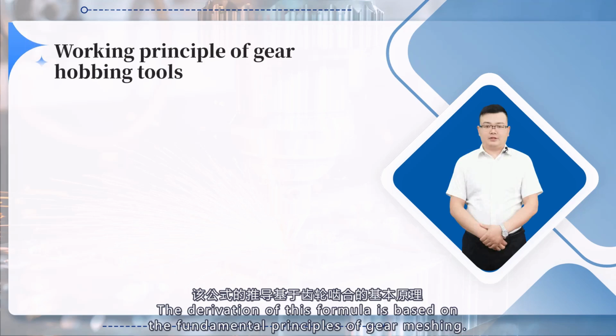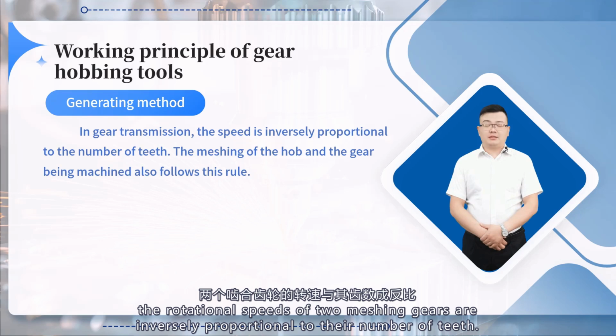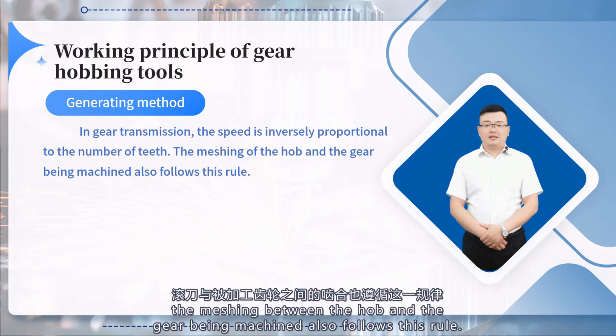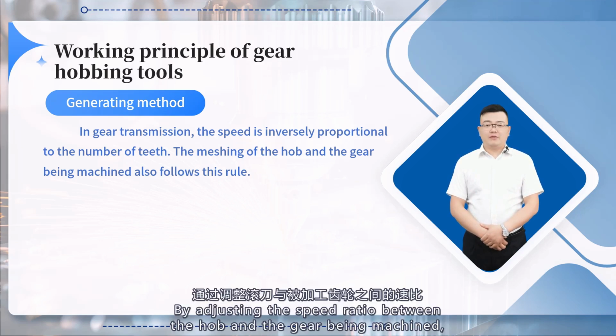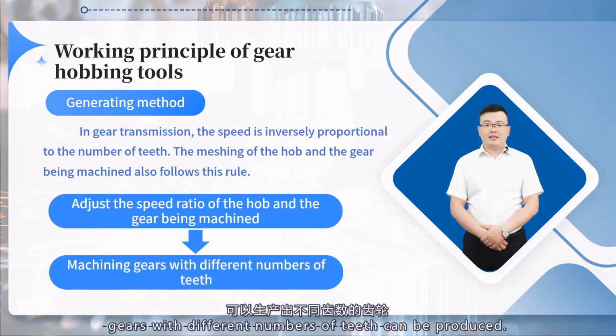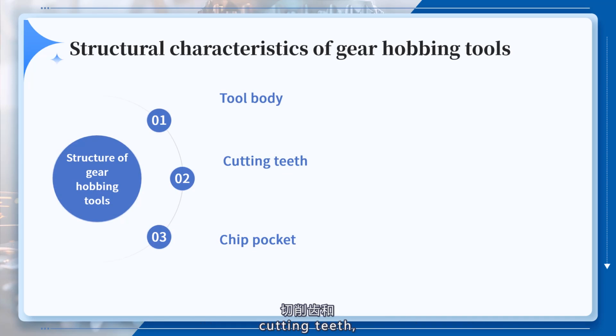The derivation of this formula is based on the fundamental principles of gear meshing. In gear transmission, the rotational speeds of two meshing gears are inversely proportional to their number of teeth. In gear hobbing, the meshing between the hob and the gear being machined also follows this rule. By adjusting the speed ratio between the hob and the gear being machined, gears with different numbers of teeth can be produced. Gear hobbing tools typically consist of the tool body, cutting teeth, and chip pockets.